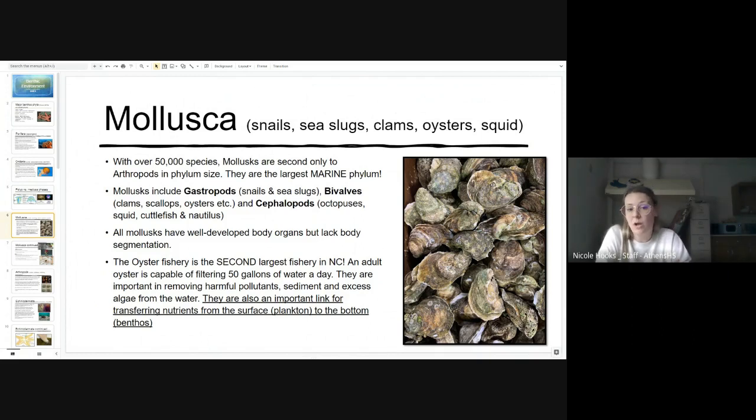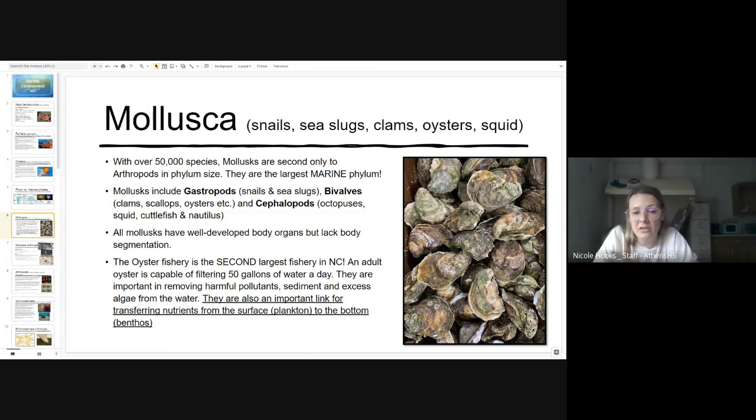All mollusks have well-developed body organs. So not like the sponges, they have body organs, and not like the cnidarians because they don't. They have a mouth and an anus separately, 2 different holes. They're more complex. They lack body segmentation, though. Usually all their organs are assembled into one giant grouping in the middle. There's not like this goes here and the brain is here and this is over here. That's not how that works. So it's all grouped together in the middle of the body cavity.